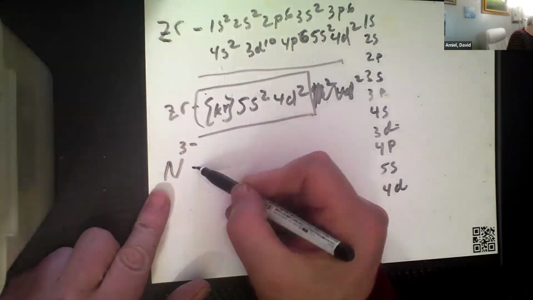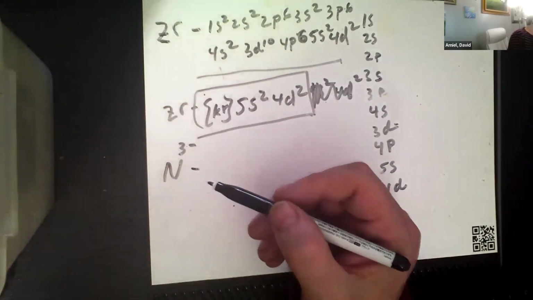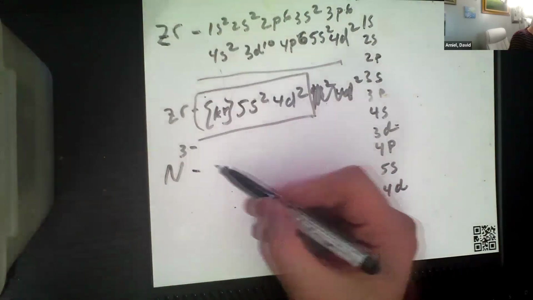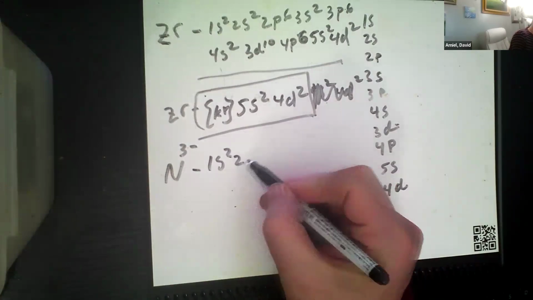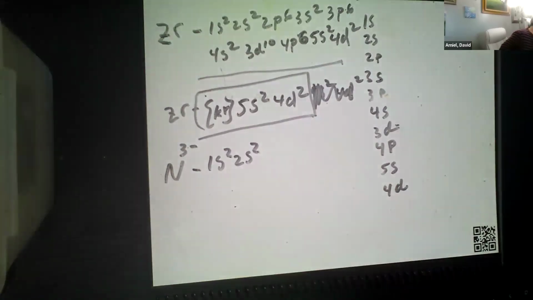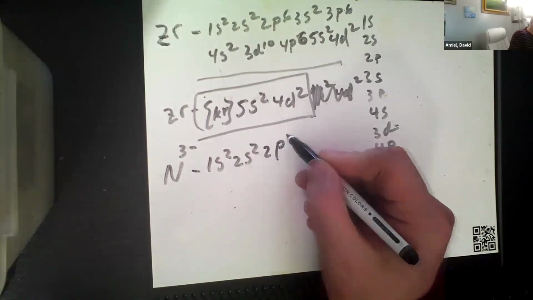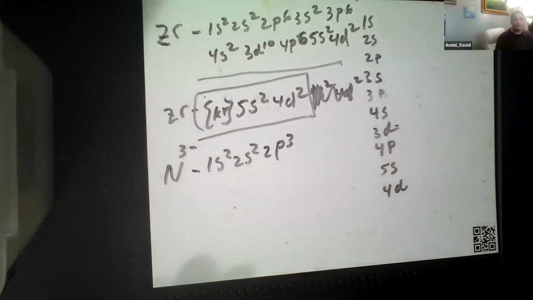I'm looking at nitrogen, at my periodic table. It's 1s2, 2s2, I'm just doing nitrogen, not the nitrogen ion, 2s2 and then 2p3. Okay, that's just nitrogen right there.